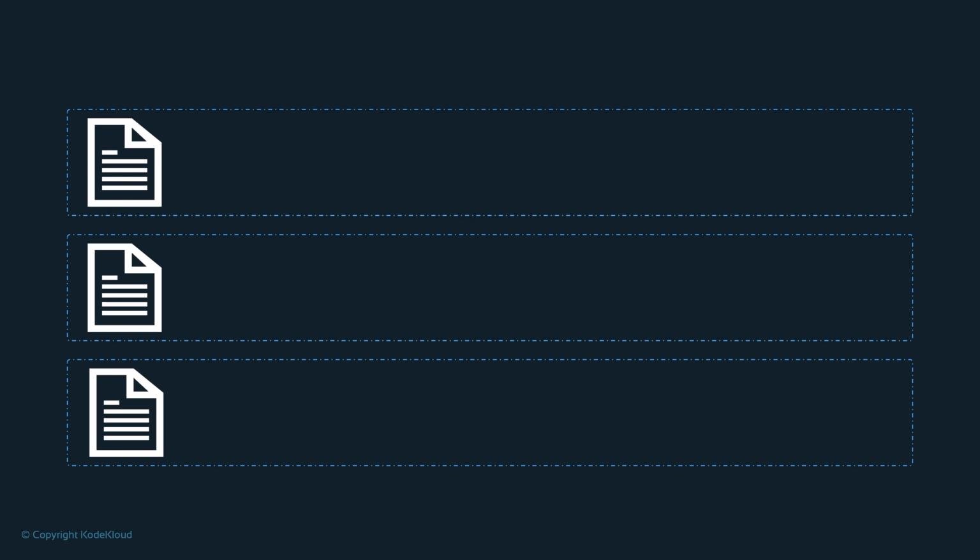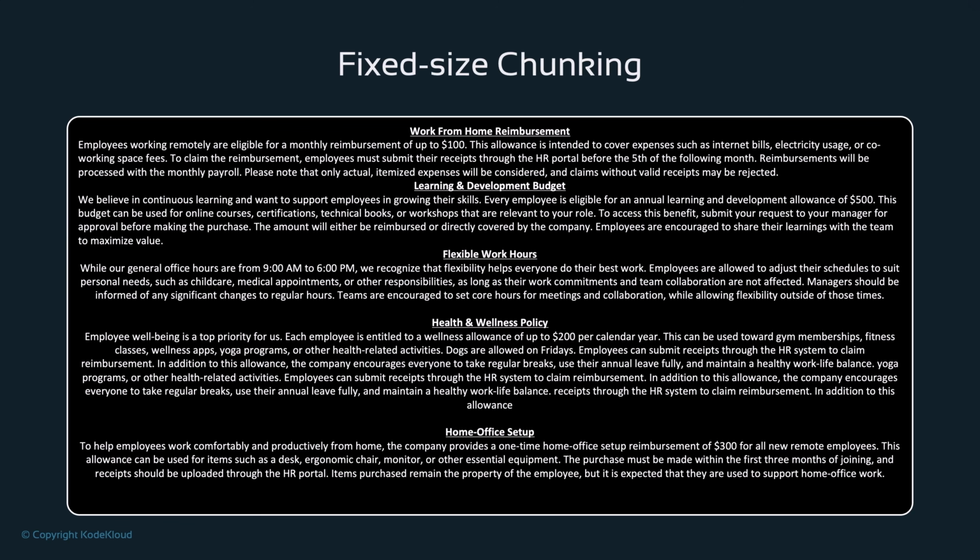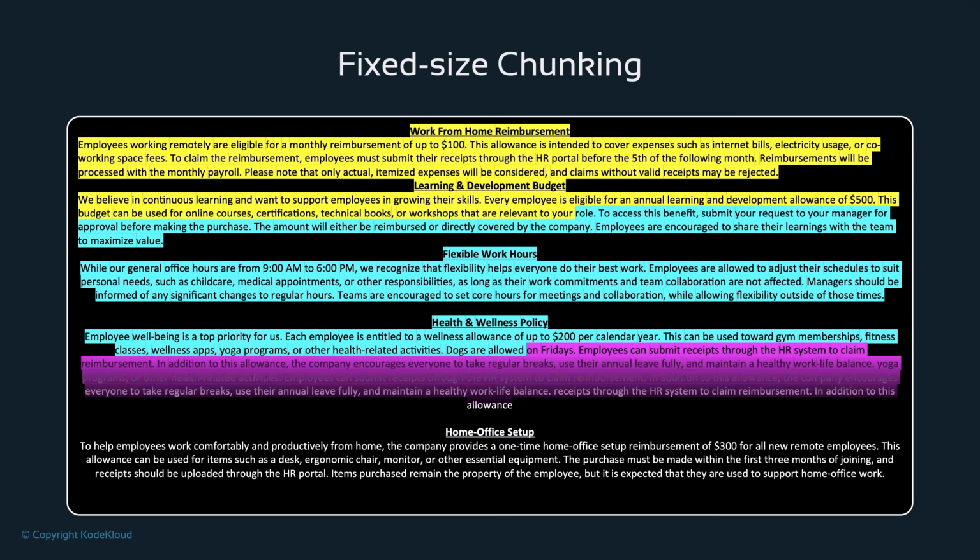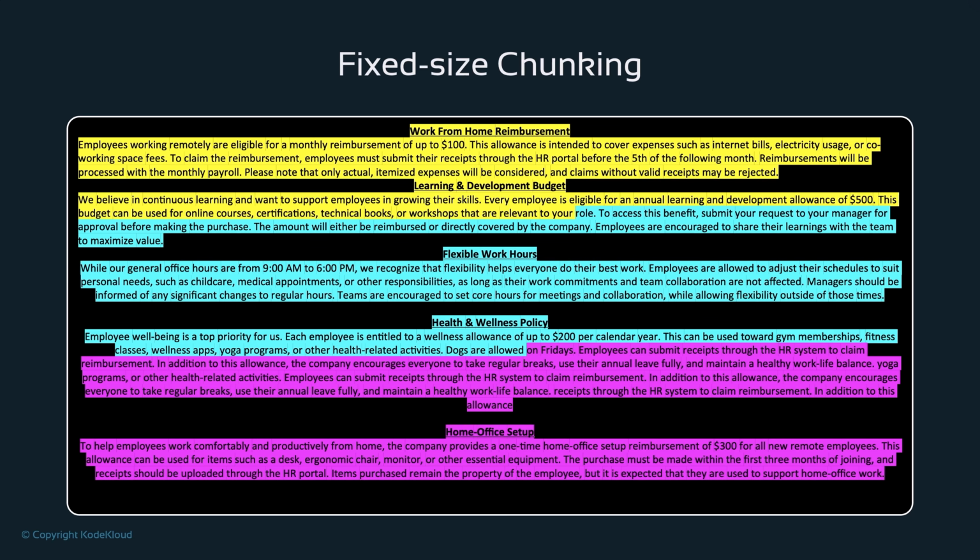clear, focused answers. Now, how do we actually break documents into chunks? There are several strategies, but we'll focus on some of the simplest ones. With fixed size chunks, we simply take 500 characters per chunk. This is simple and reliable for most use cases. We just split the document into equal sized pieces, which makes it easy to understand and implement.